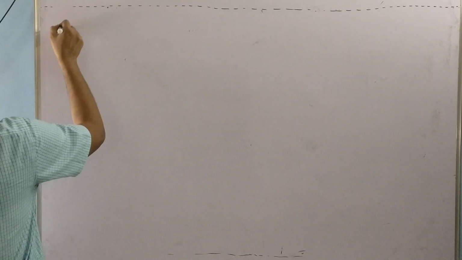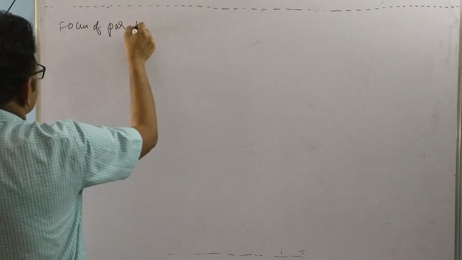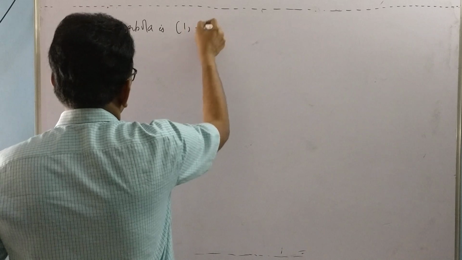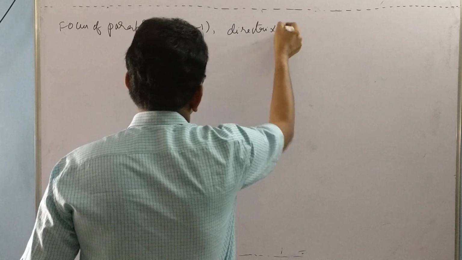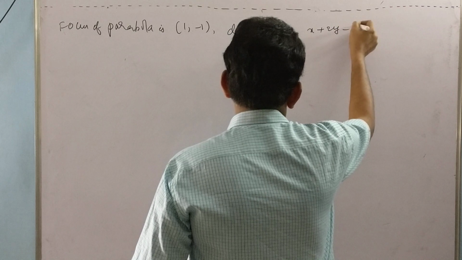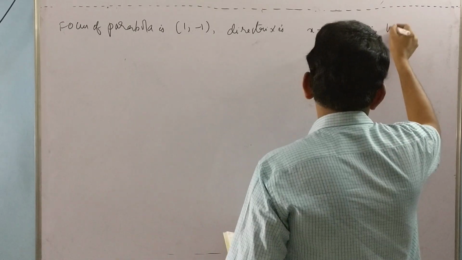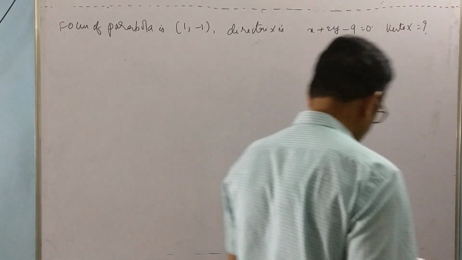Next one, the focus of parabola is 1 comma minus 1, and the directrix is x plus 2y minus 9 equal to 0. Then vertex A is?